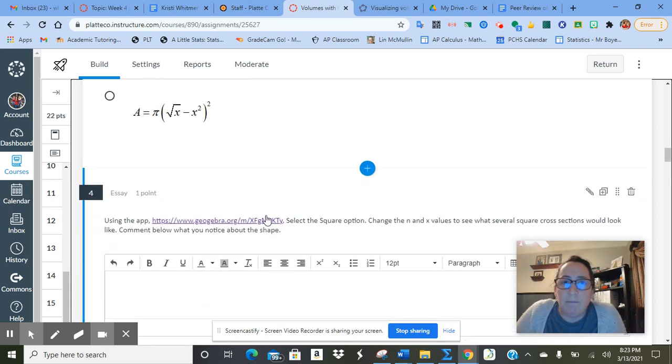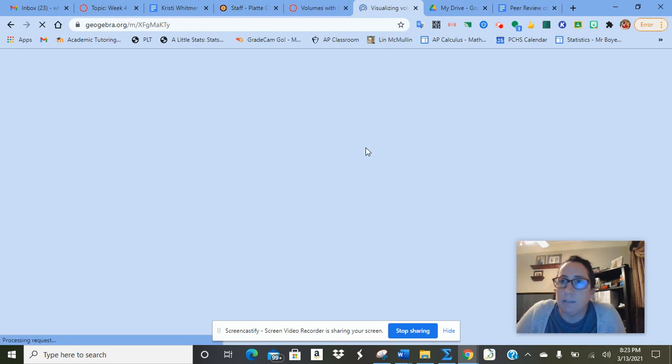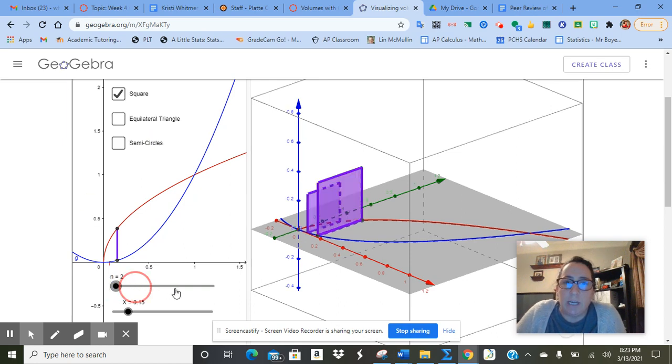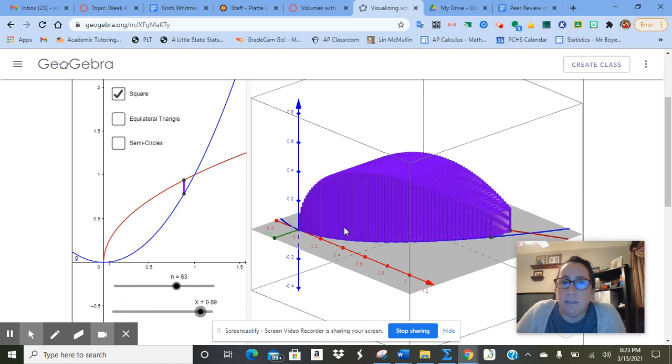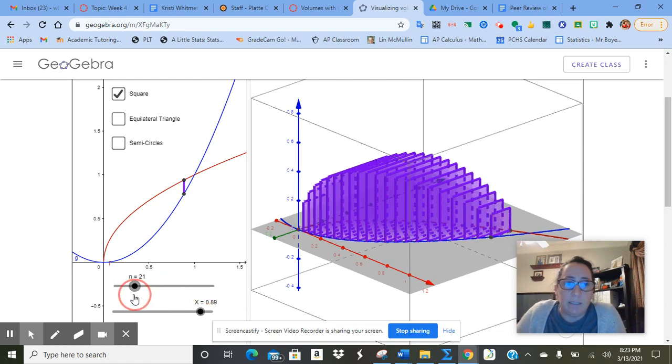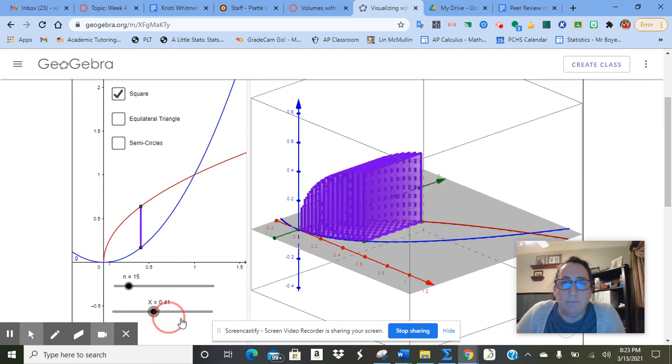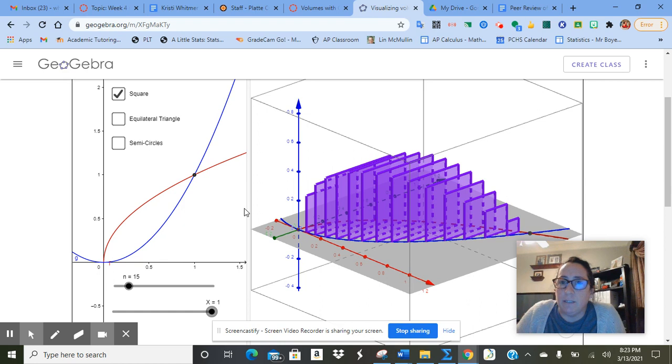The next thing I do is I have them go to this website, and this is where I'm getting a lot of the fun stuff from. I'm going to have them right now just do the square, and they can change how many I want them to see and the range that they're going to see it as. And they're going to see that as they get an infinite amount, all of these are going to become nice and smooth, and that's where we're going to get into integration. But a lot of times you'll just see some cross sections that look more like this, as you are trying to find the whole volume of this crazy fun shape.